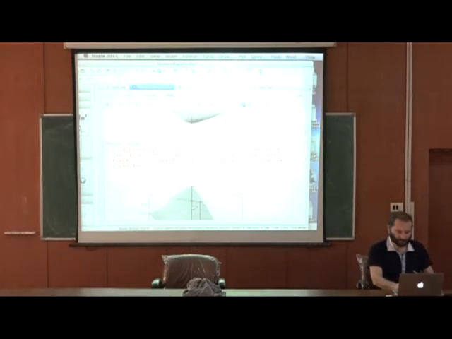Now what happens with omega lambda? At the beginning of the evolution, omega lambda is almost 0, negligible. But it grows, grows, grows.